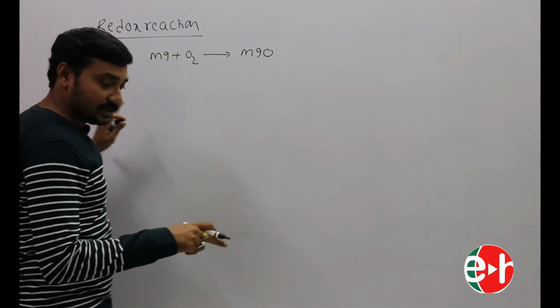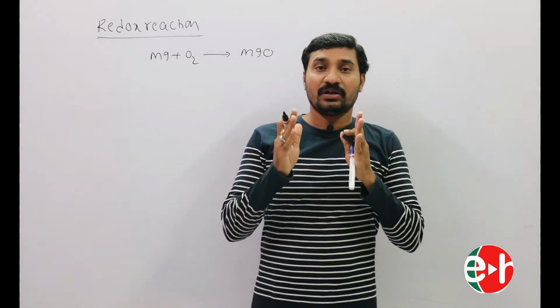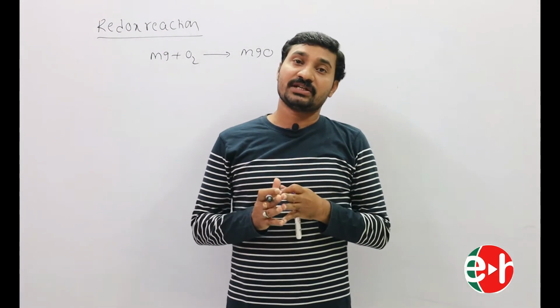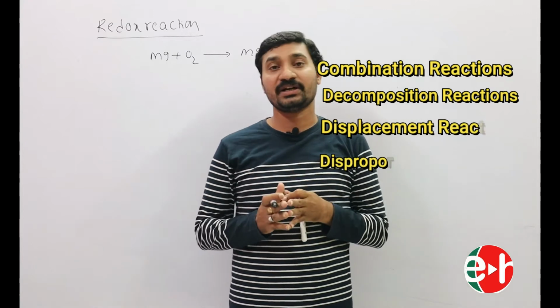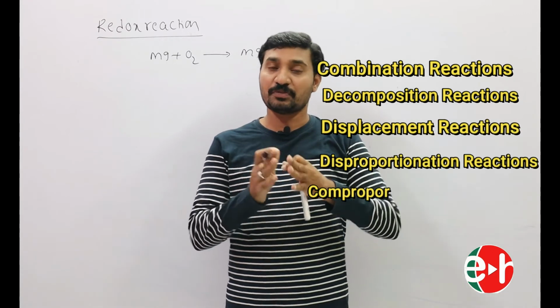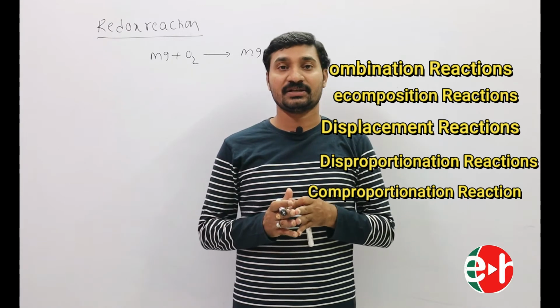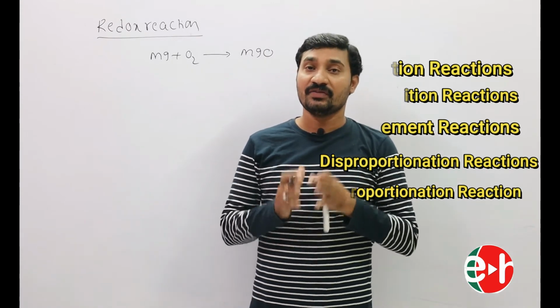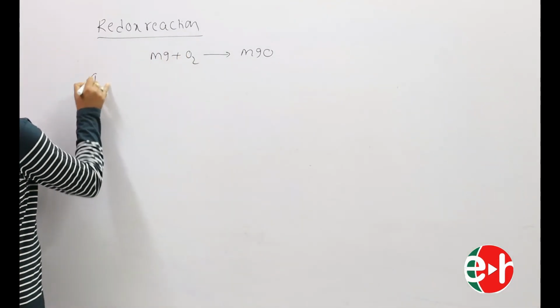Okay, let us discuss types of redox reactions. There are different types of redox reactions. First one, combination reactions. Second one, decomposition reactions. Third one, displacement reactions. Fourth one, disproportionation reactions. Fifth one, comproportionation reactions. Let us discuss each and every one. First one, combination reactions.